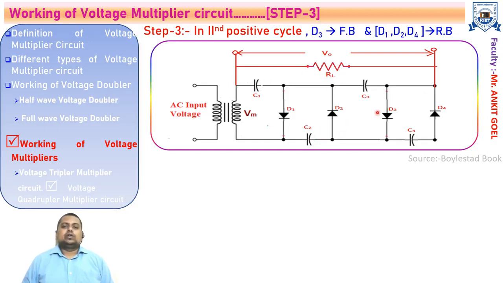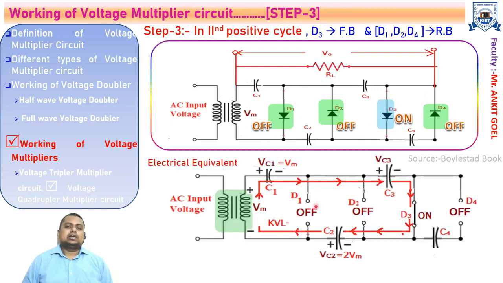So with this situation, only diode D3 will be in the on state, while the rest of the diodes D1, D2 and D4 are in the off state. So making the electrical circuit, replace the diode D3 with a short circuit and diodes D1, D2 and D4 by the off state, that is an open circuit, right? So just apply the KVL via C1, C3, diode D3 and the C2.